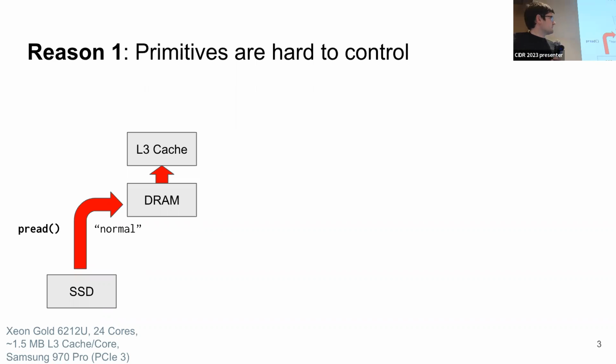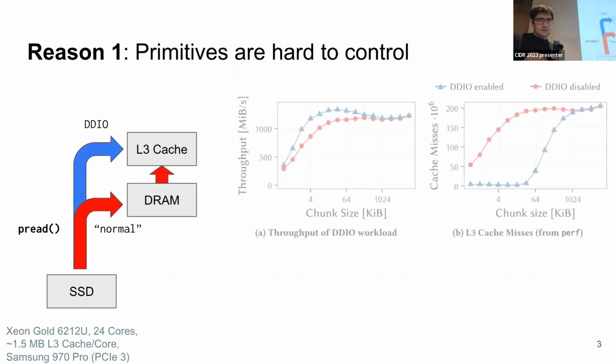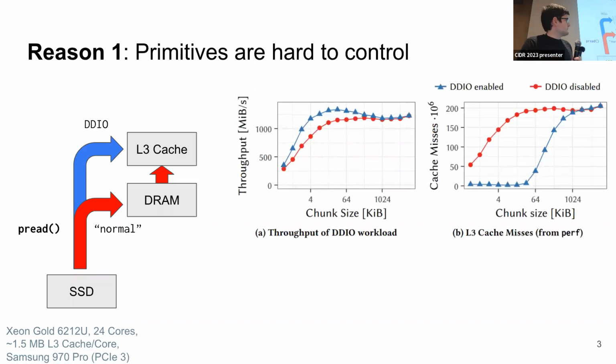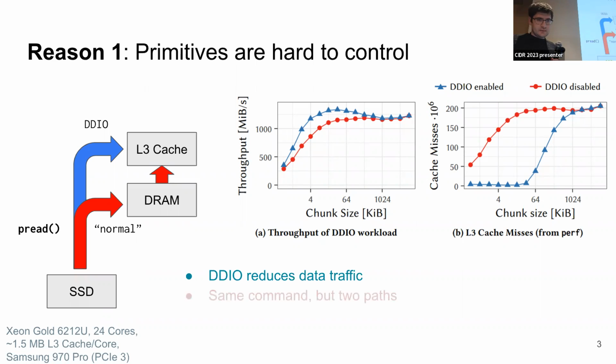However, Intel has an optimization here. They call this DDIO, like I said before, which directly moves the data from the SSD into the caches. And this is a great thing, because this greatly, as you can see on the left side, greatly increases throughput, even through slow SSDs, because it reduces the number of cache misses by quite a lot, as long as the chunks you load fit into L3 cache. So you would like to use that, because it reduces the traffic in the caches.